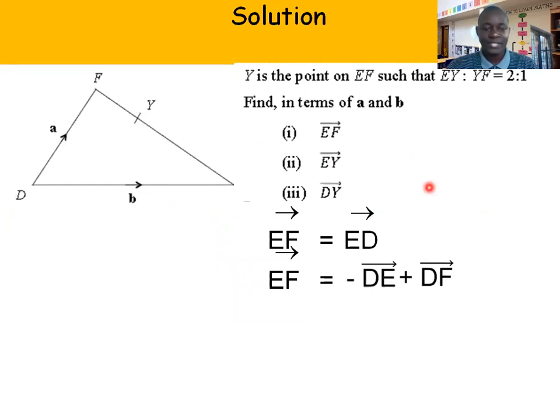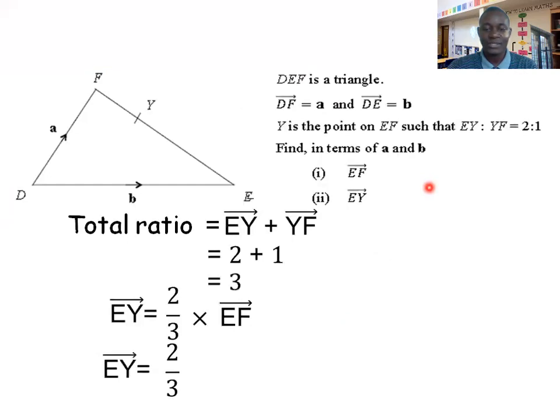So EF is going to be ED plus DF, and ED is going to be the same as the negative of DE, which is given to us. The negative of DE is given to us, so that's going to be minus B plus A. You can pause the video and get a quick look at the workings. So that gives us the answer to that.